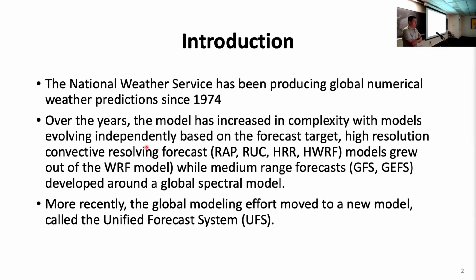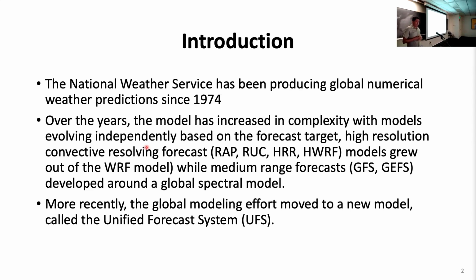But over the years, the models have increased in complexity, and models have evolved independently based on their target application. So there's these regional, small scale models like the RAP, the RUC, the HRRR, HWRF, the hurricane model, that have basically evolved out of the WRF model, which is the Weather Research and Forecasting model developed by NCAR and the community. And the medium range forecast, so like out to day 10, out to even day 16, were based on the GFS and the global ensemble forecast system, developed around a global spectral model.